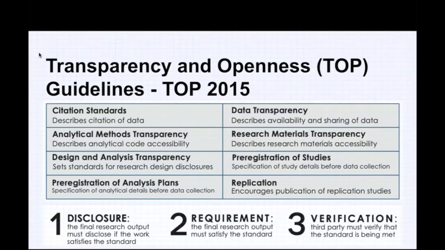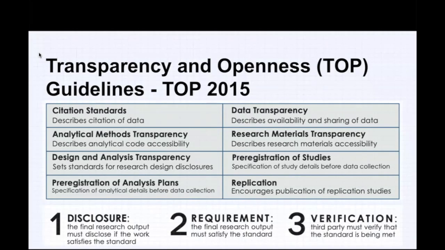The eight different standards focus on different areas of transparency and openness of research outputs. It includes things like sharing data, sharing analysis code, pre-registration of study designs, pre-registration of analysis plans, replication, sharing materials, citation of data, and design and analysis transparency, which includes adherence to reporting guidelines.